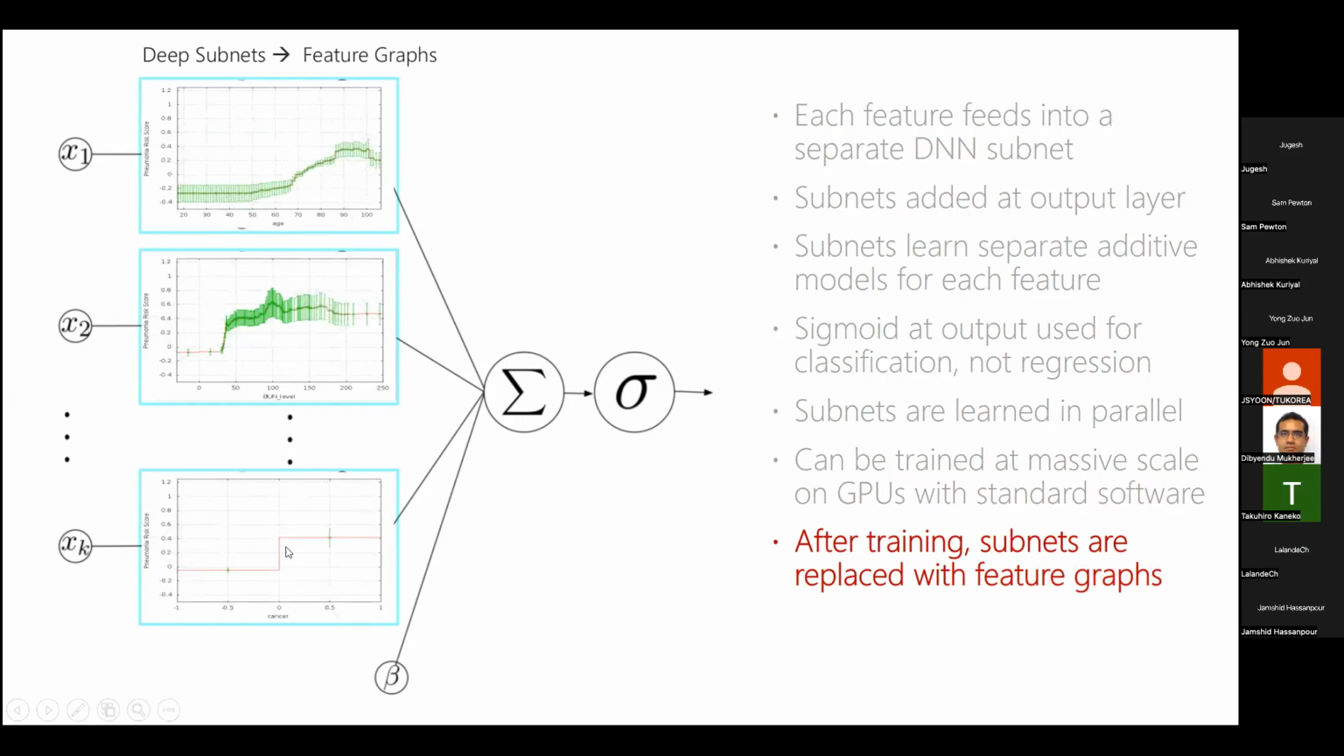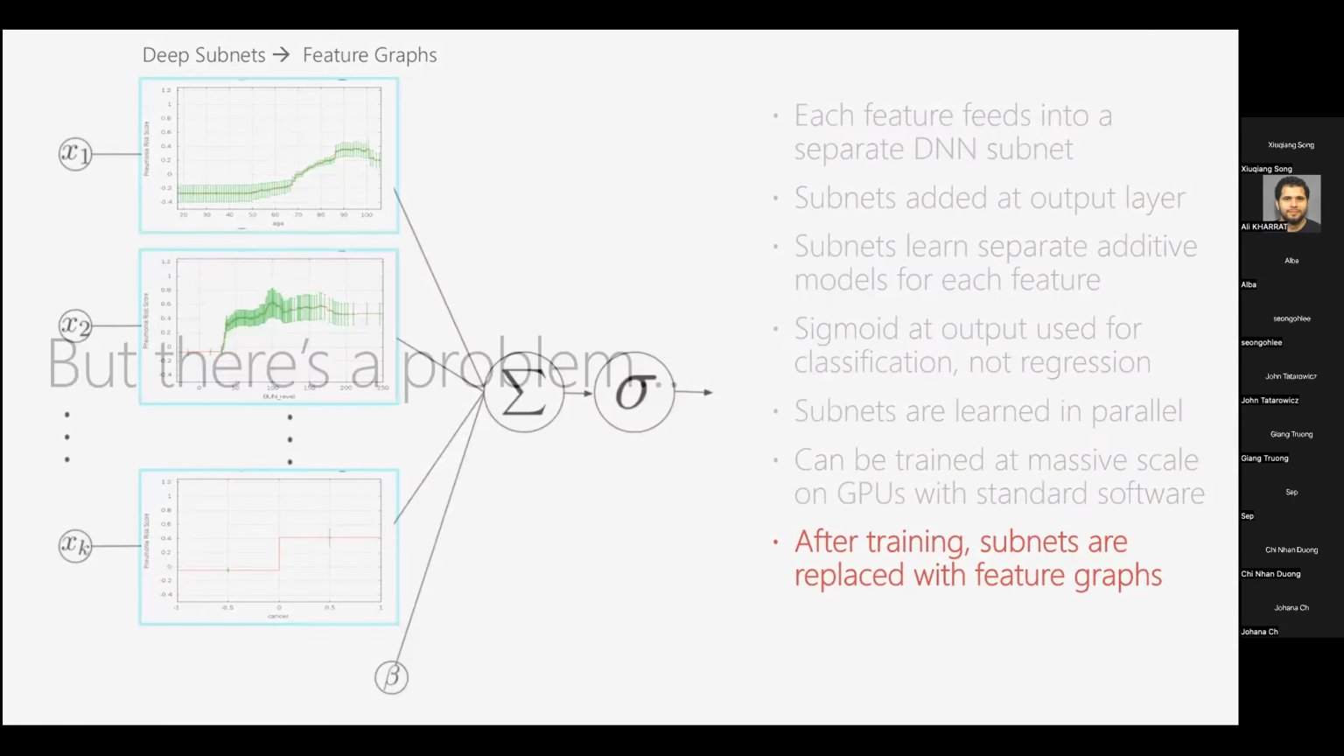We do that for every one of the subnets. And in the end, we actually can, if we want, throw the neural net away. And what we have is a bunch of graphs that represent the function. So this is an alternate way of training these generalized additive models, but now using deep neural nets as our learning method. There is a problem, though, with doing this.